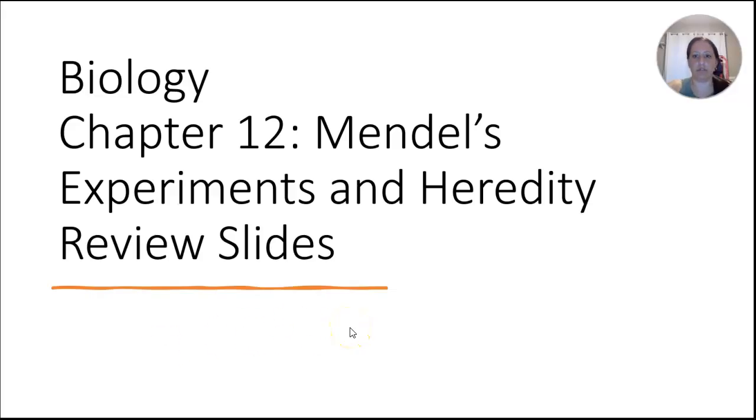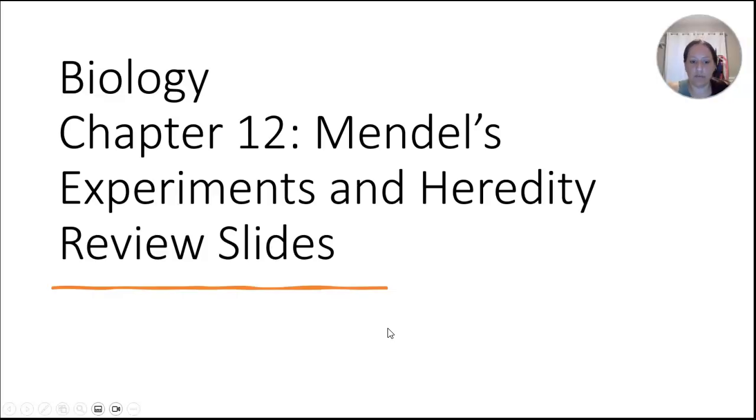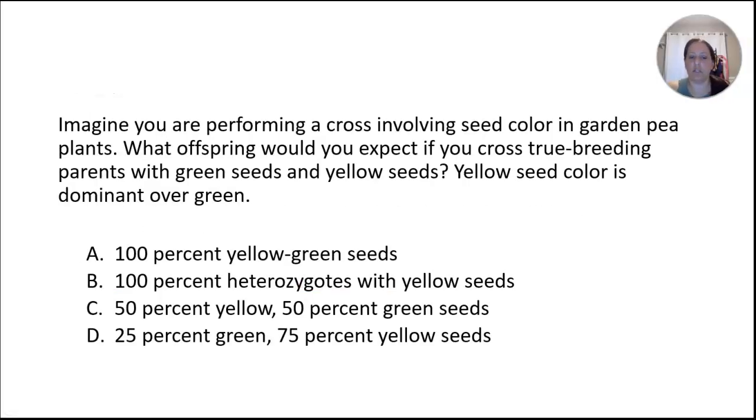Hopefully this works. Okay, so I'm on the review slides for chapter 12. Let's do number 1. It says, imagine you are performing a cross. Okay, so this is genetics involving seed color and garden pea plants.